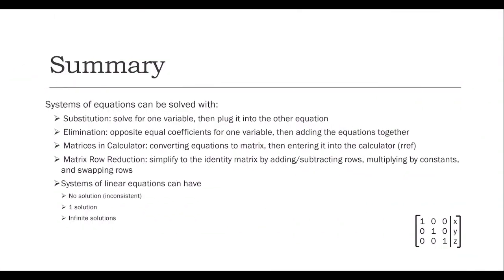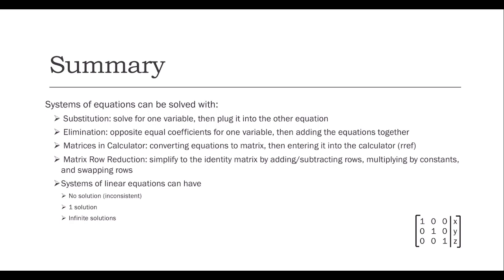So in summary, systems of equations can be solved with substitution, elimination, matrices in a calculator, or matrix row reduction. If you use substitution, you'll solve for one variable and then plug it into the other equation. For elimination, you'll multiply your equations so that you have opposite but equal coefficients for one variable, and then you'll add your equations together to eliminate one variable and solve for the other. For matrices in a calculator, you'll convert your equations to a matrix, enter it into the calculator, and use rref to do the matrix row reduction and get your final answer.